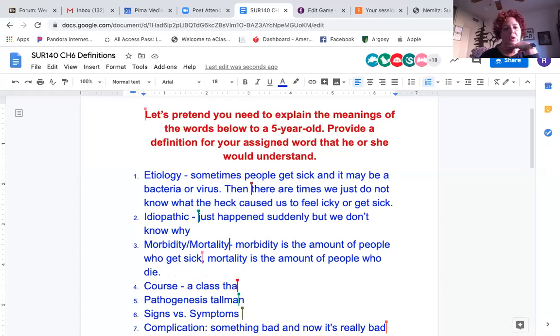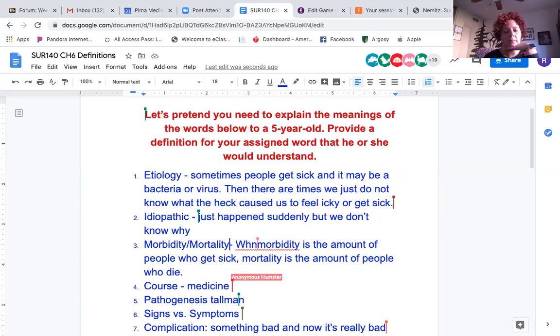Okay, number 4, course. That's like a course of antibiotics, not like a class that we're taking. A course, like a treatment of medication, a round of medication. Does that make sense? Anonymous duck, anonymous platypus, anonymous hamster.